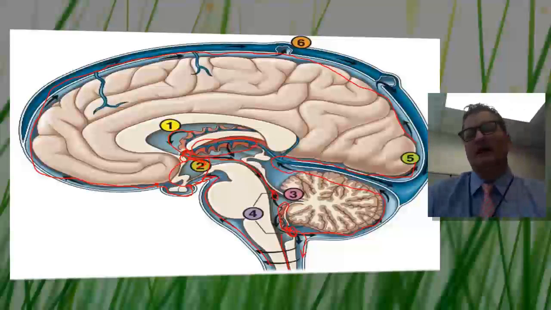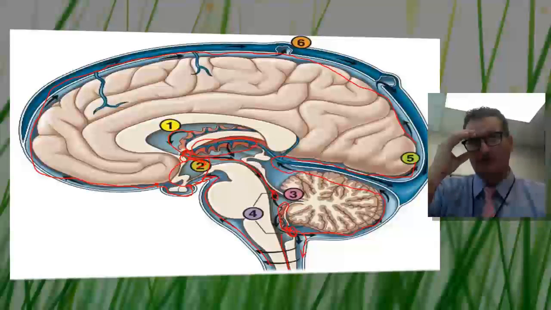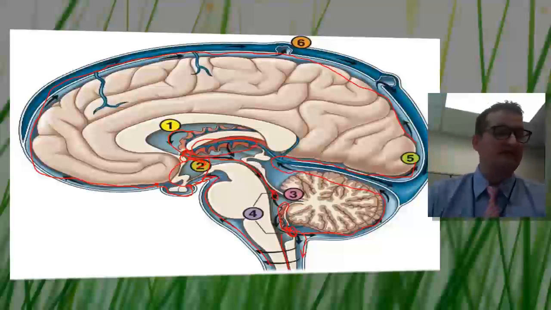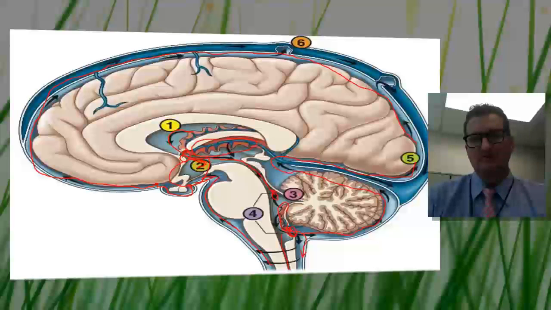Now, how does CSF that's full of waste products get back into the venous blood so it can return to the general circulation to be filtered in the kidneys and liver and whatnot? And the answer is it's reabsorbed into the venous bloodstream by projections of the arachnoid mater in the dural sinuses called arachnoid villi. These are special projections that only occur in the dural sinus superiorly, and this is an example.